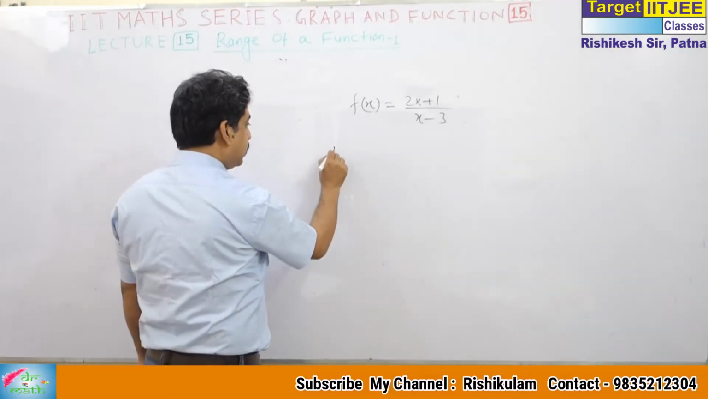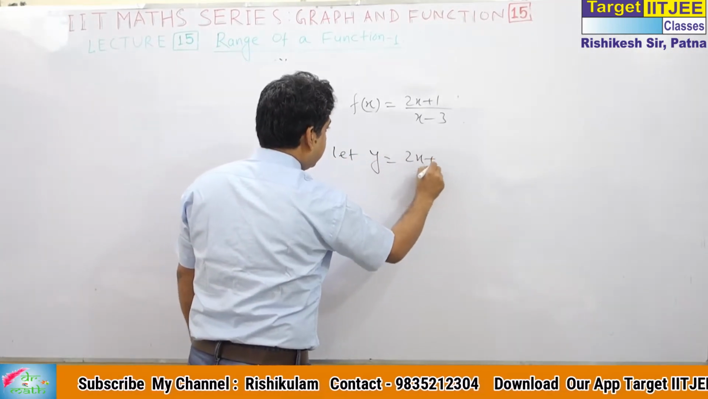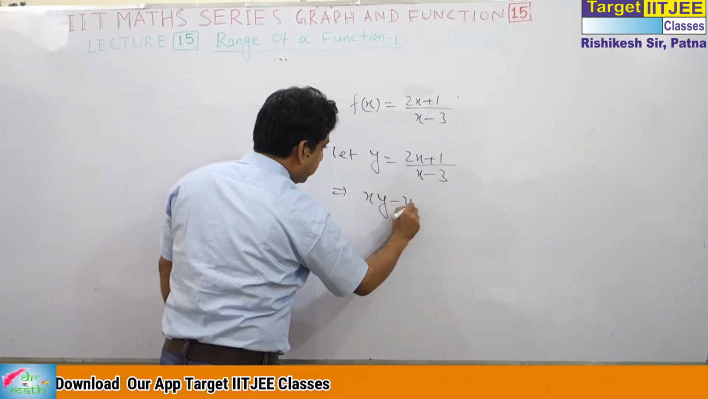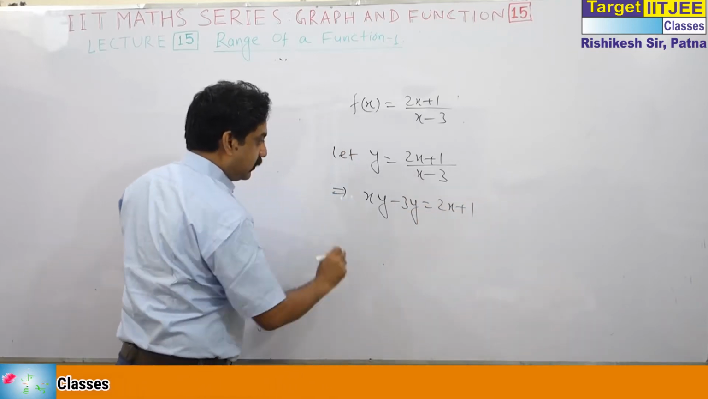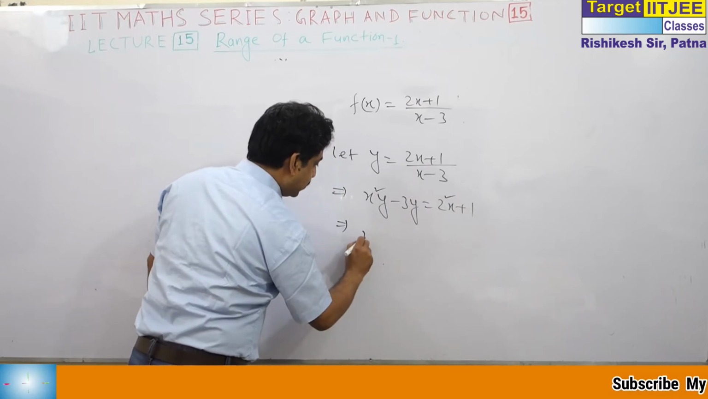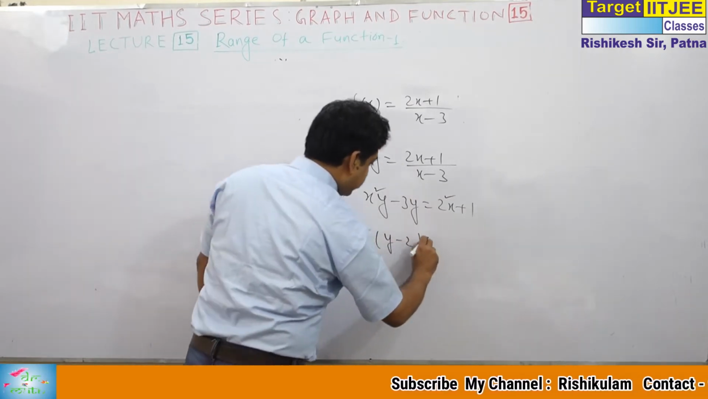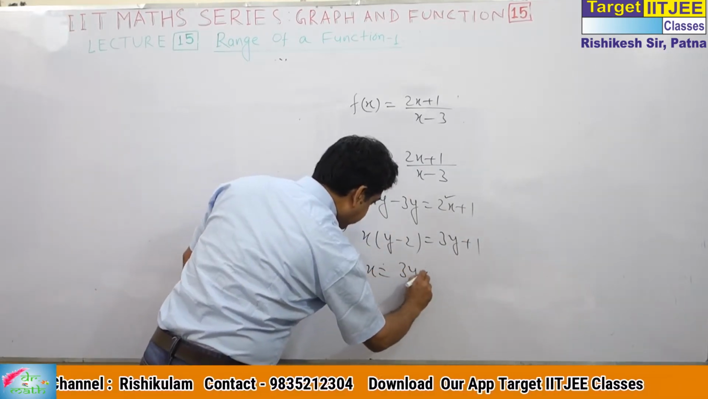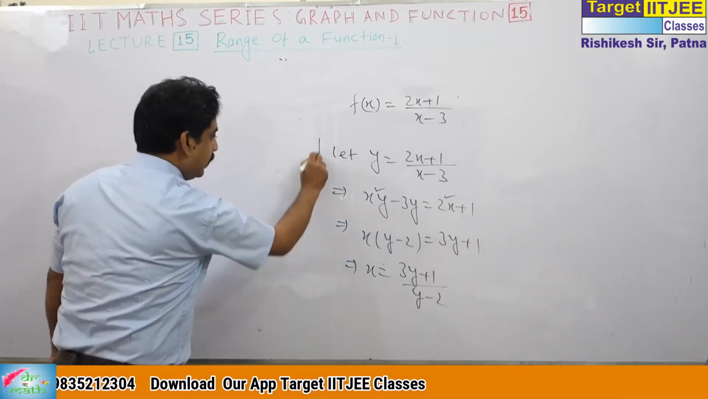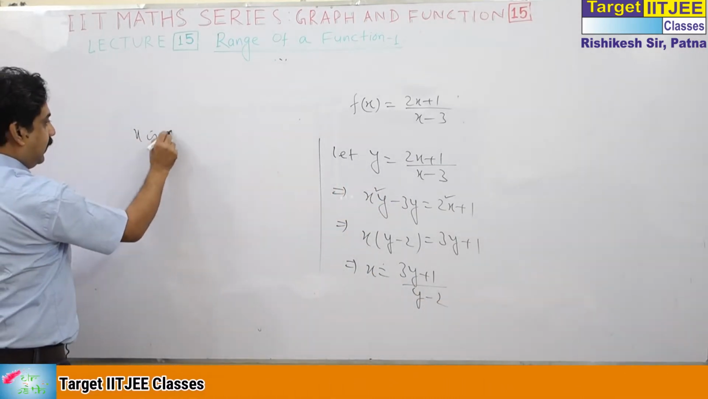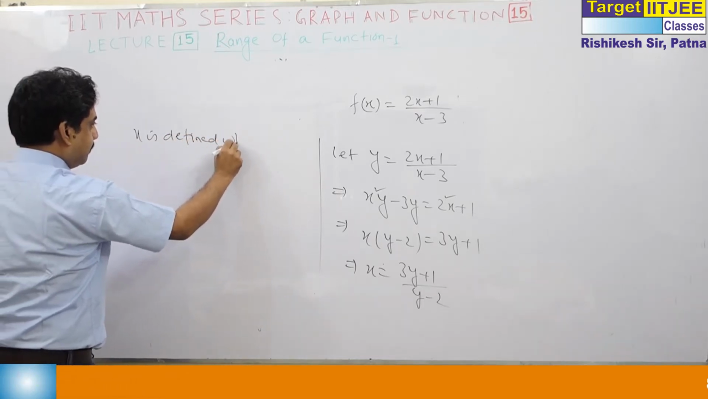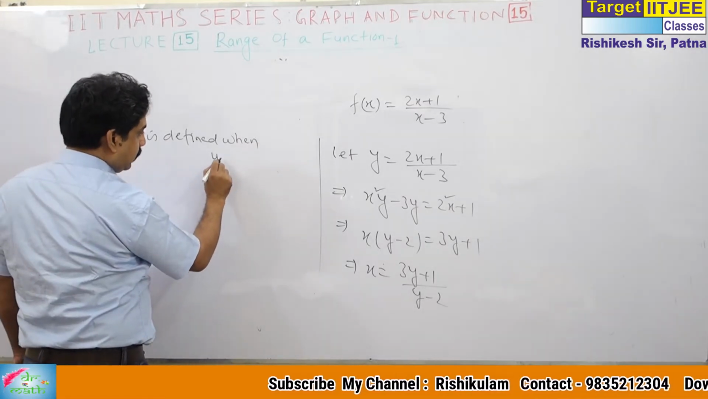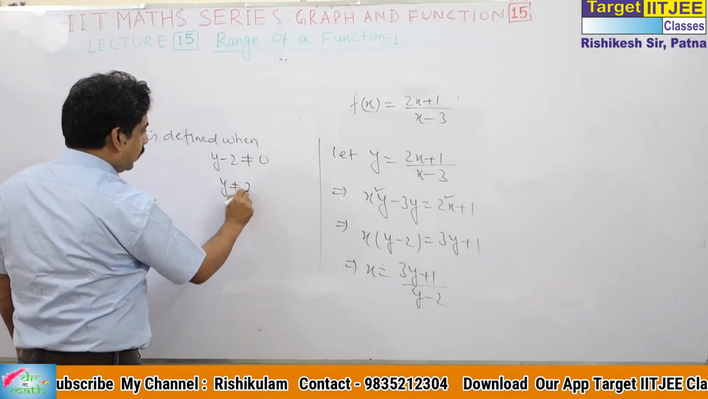What did NCERT do? Take this as y. Now exchange the sign: 2x + 1. Put the x terms together. When you put these together, xy - 2x is 3y + 1. What is x? x = (3y + 1)/(y - 2). x is defined when y - 2 is not equal to 0, y not equal to 2.